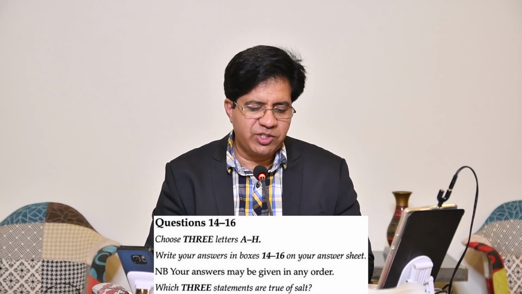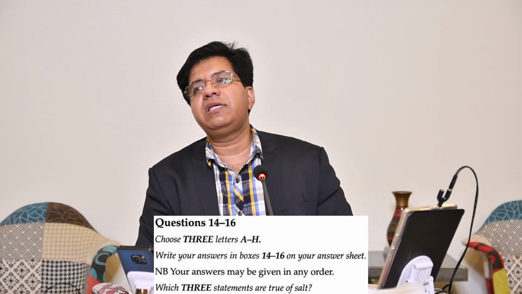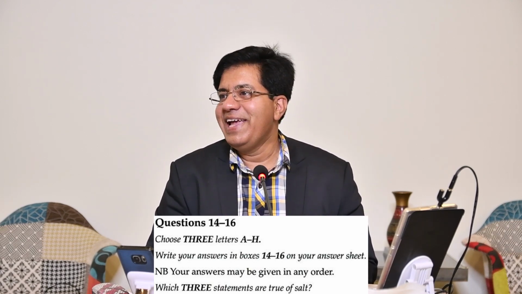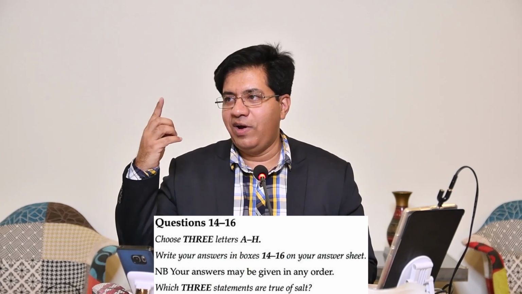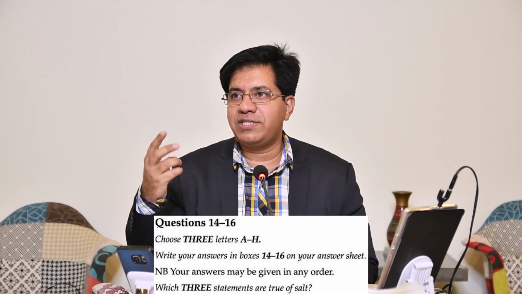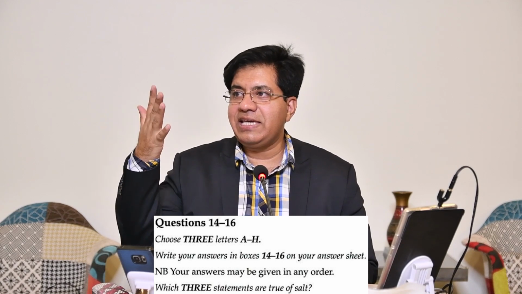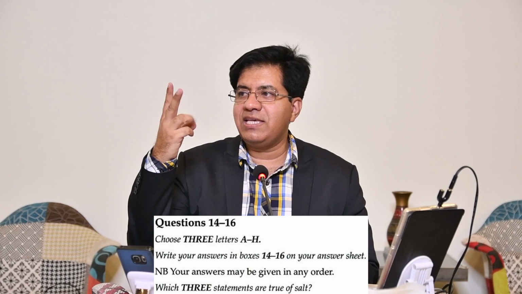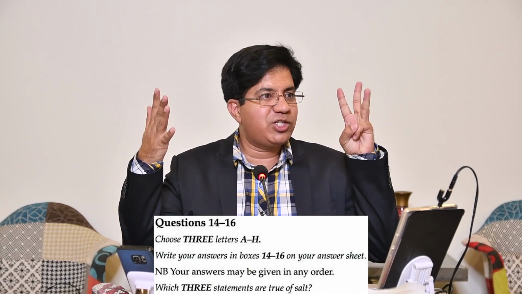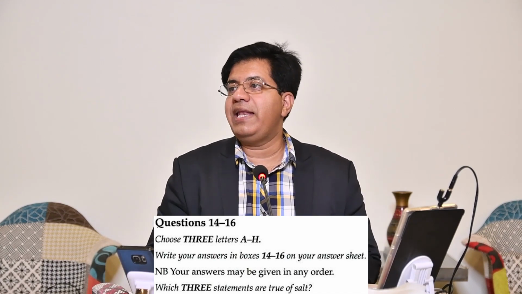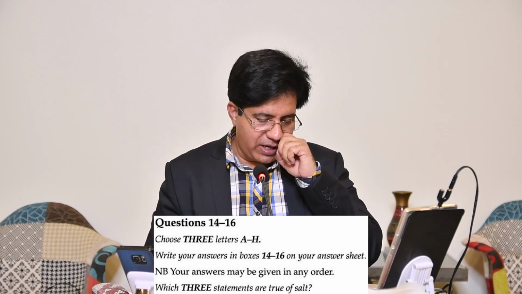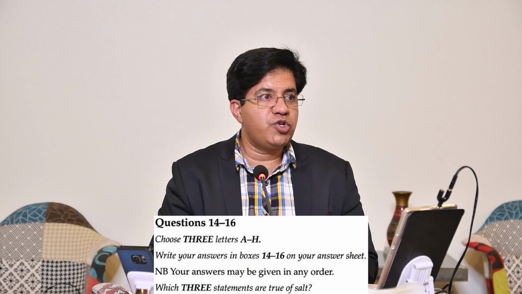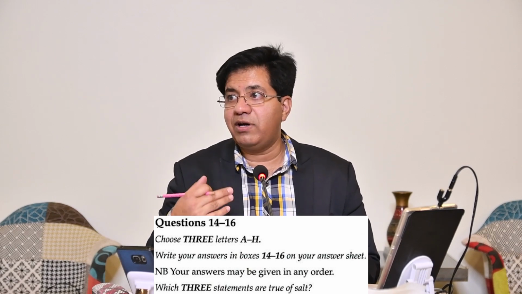Questions 14 to 16. Choose 3 letters. This is called triple multiple choice. One is single multiple choice: A, B, C, D, you have to select one. One is double multiple choice: A, B, C, D, E, and you have to select 2. One is triple multiple choice: A, B, C, D, E, F, G, H. Out of 8, you have to select only 3 options, okay? Alright, we'll touch it later because this is going to drain our energies, drain our brain.